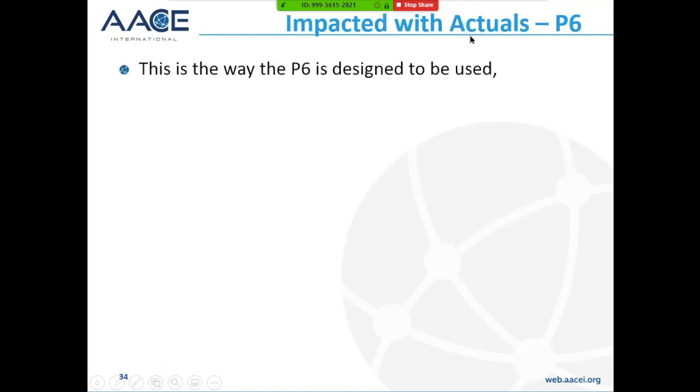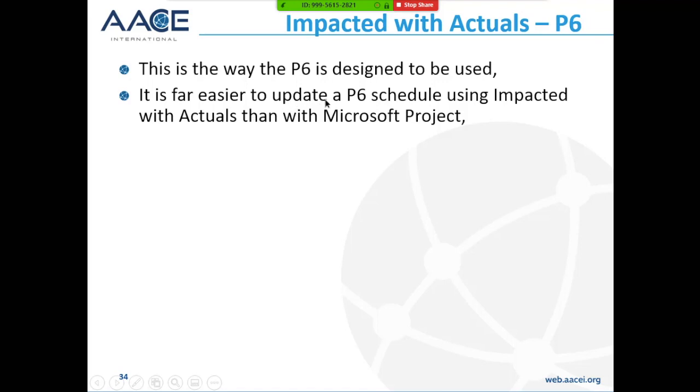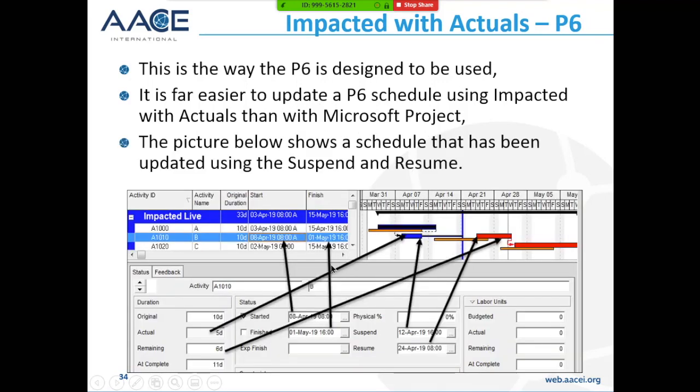So then let's talk about impacted with actuals. This is the way P6 is designed to be used. In actual fact, it's my opinion that P6 is the simplest product on the market to update a program, because you have to enter the actual start and the remaining duration. It's very, very simple to use. It's far easier to update a schedule using impacted with actuals than with Microsoft Project. And if you want to, you can put in a single split using suspend and resume in Oracle Primavera P6.